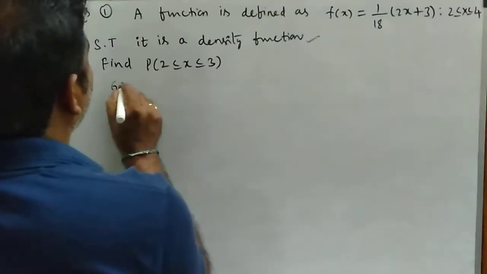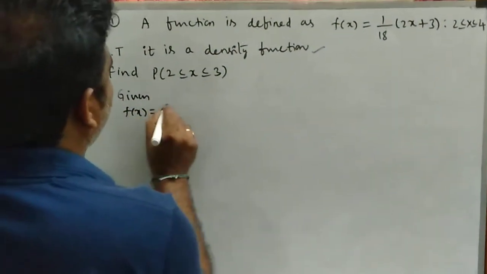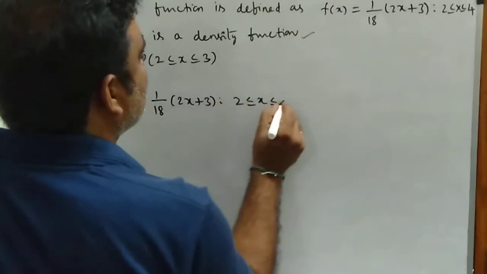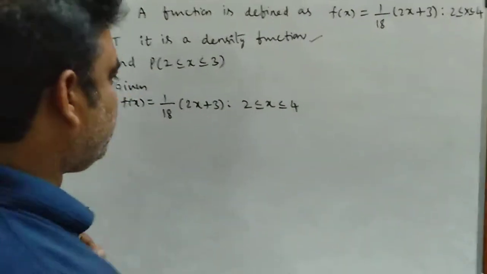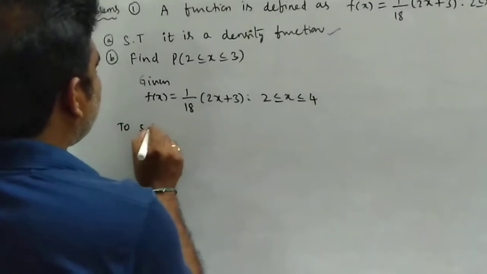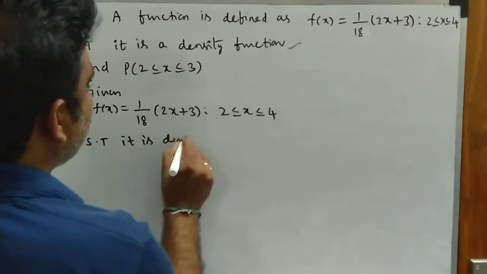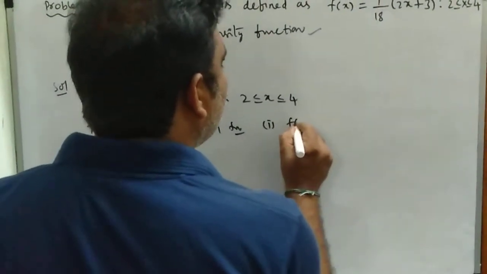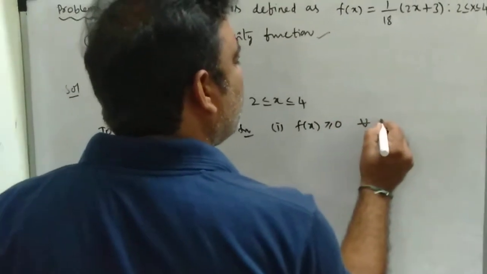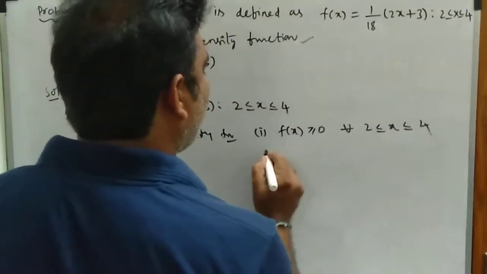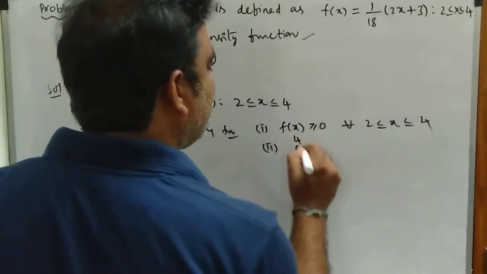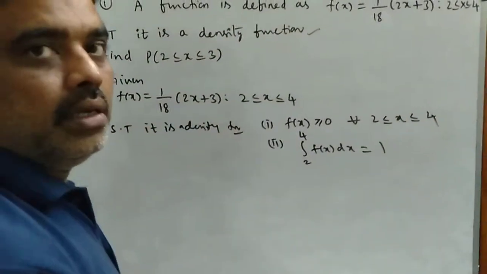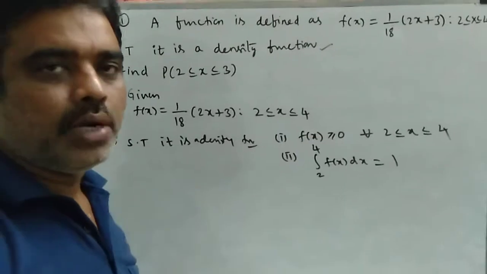So first write the given function: f of x is equal to 1 by 18 into 2x plus 3, where 2 less than or equal to x less than or equal to 4. To show that it is a density function, what are the conditions? We have to show that f of x should be greater than or equal to 0 for every 2 less than or equal to x less than or equal to 4. And second condition, integral 2 to 4 f of x dx must be equal to 1. We know that if f of x is a PDF, it should satisfy the two conditions.